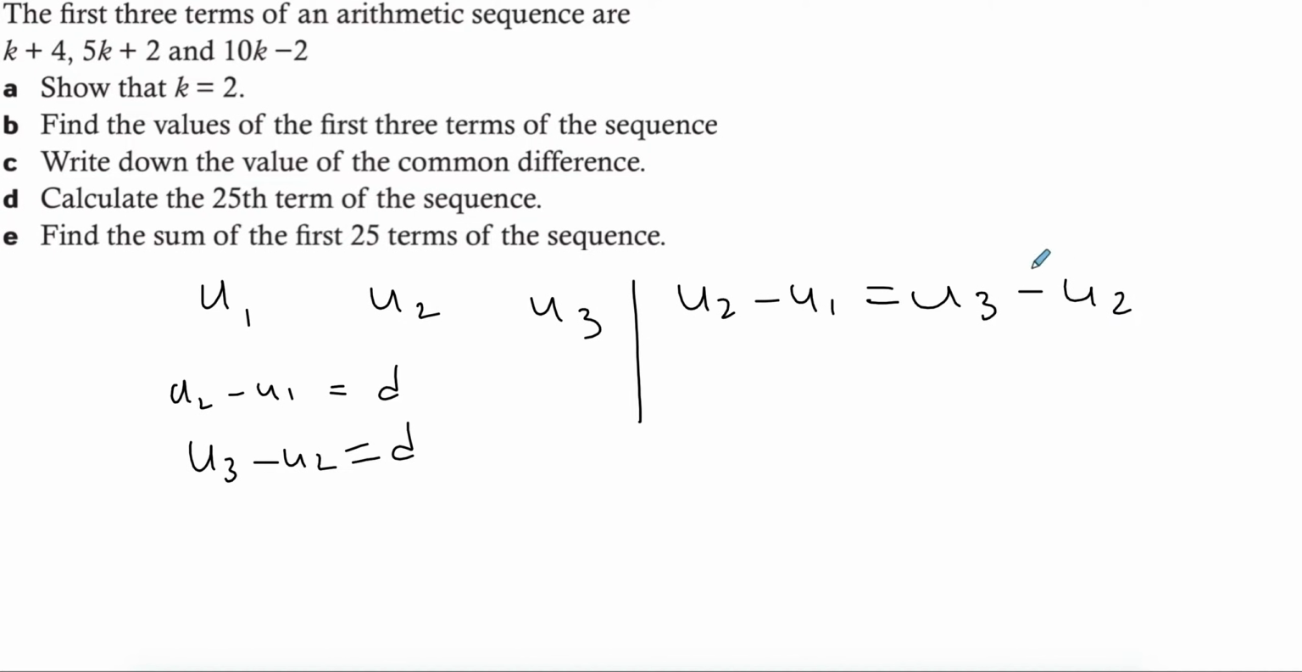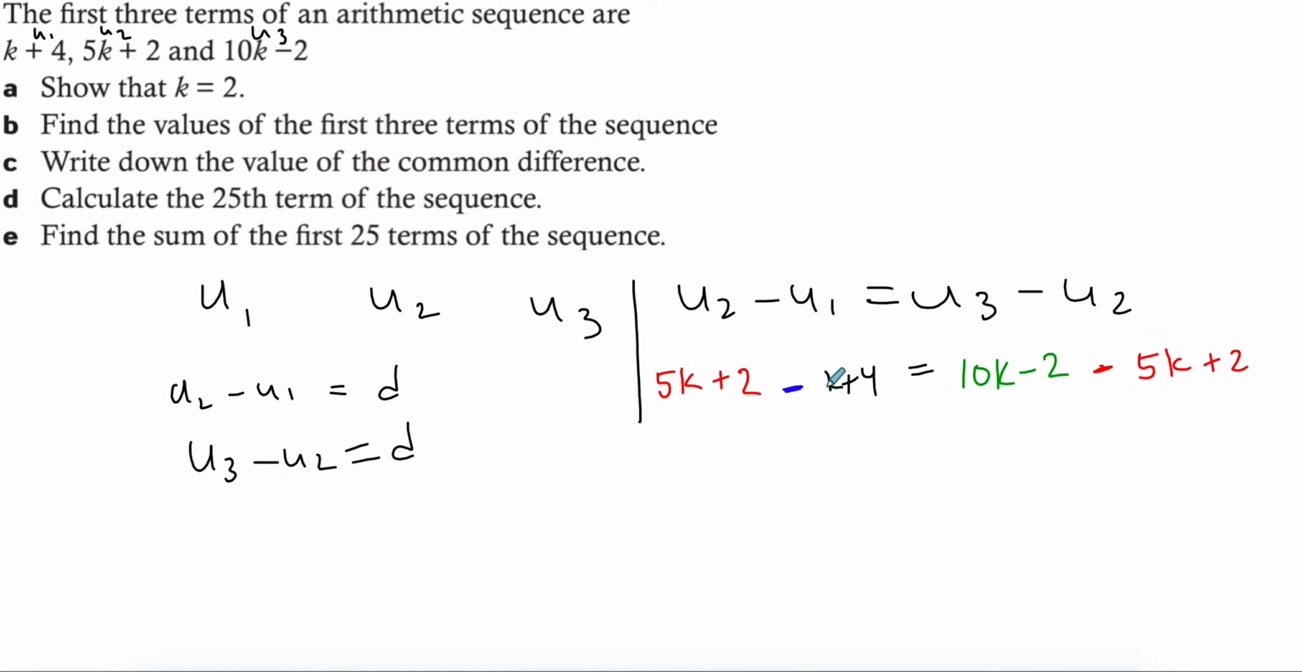Translating your thoughts into this sentence is important, because now I know what u1 is. This is u1, this is u2, and this is u3. So I can substitute them nicely in here. u2 is 5k plus 2. u1 is k plus 4. And I'm subtracting them both, so that's a minus. And then I have u3, which is 10k minus 2, minus u2, so I'm going to subtract 5k plus 2.